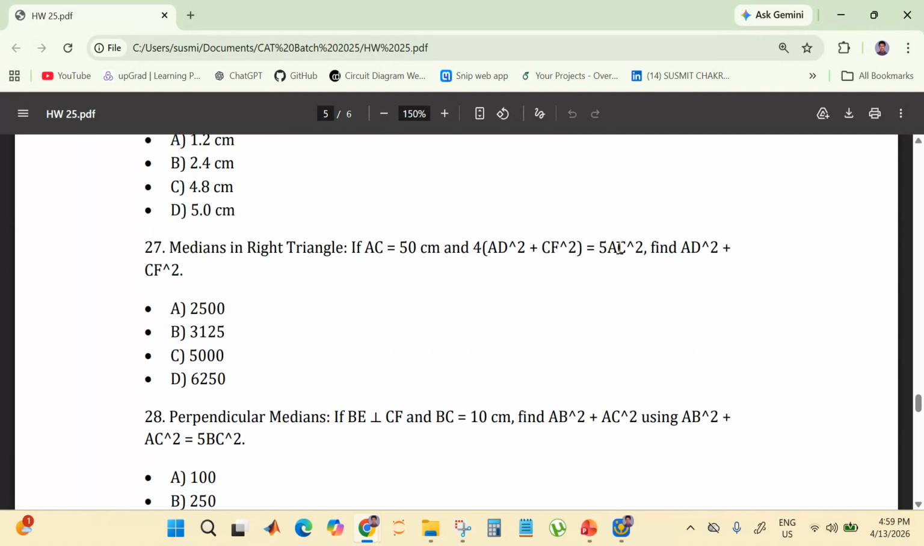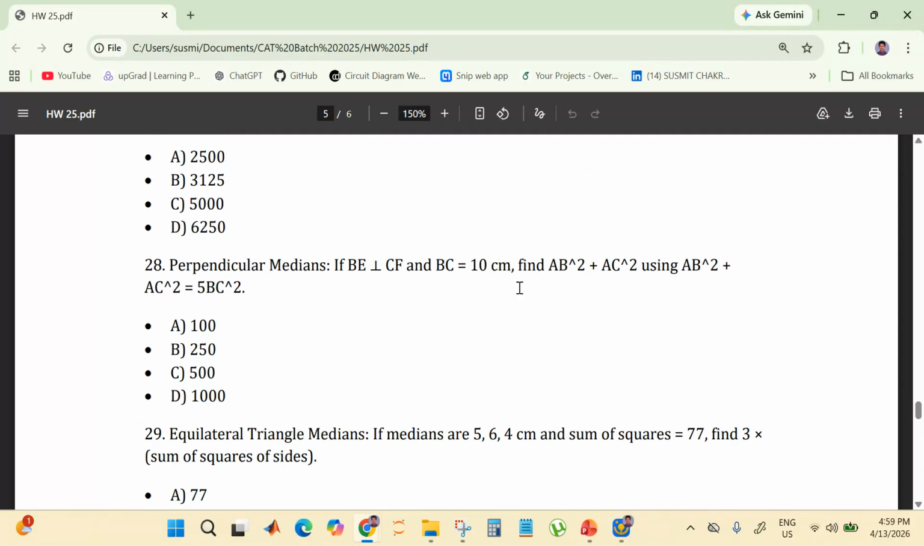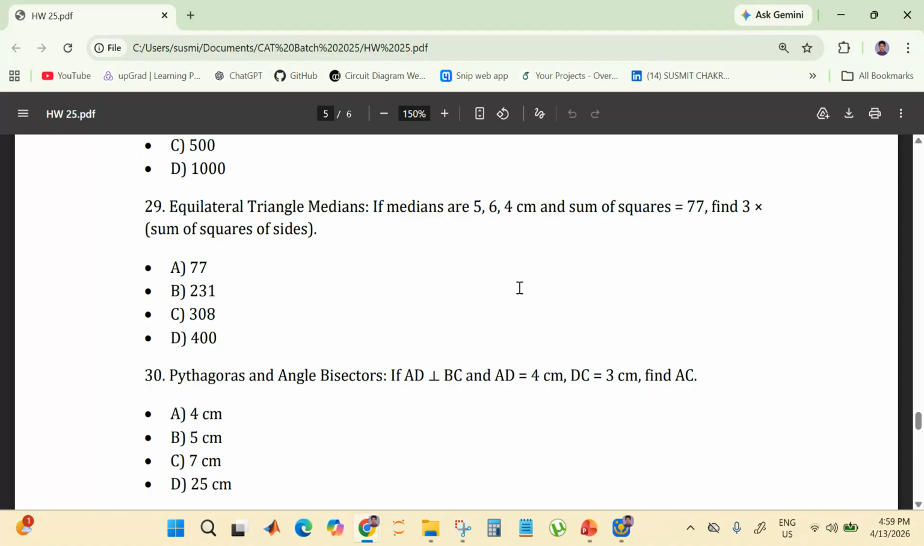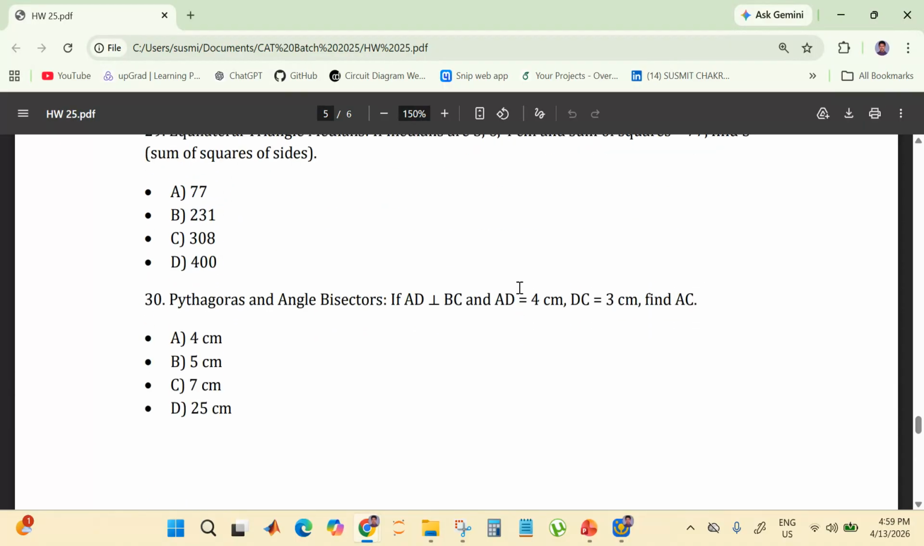Okay, this upward arrow of 2 means square. Okay, so you can read this question. If AC equals 50 centimeter and 4 times of AD square plus CF square equals 5 of AC square, find AD square plus CF square. Okay, I think this question is directly asked from the theory. Just put the value, you can find the answer. Okay, so I think the remaining questions you can do by yourself.